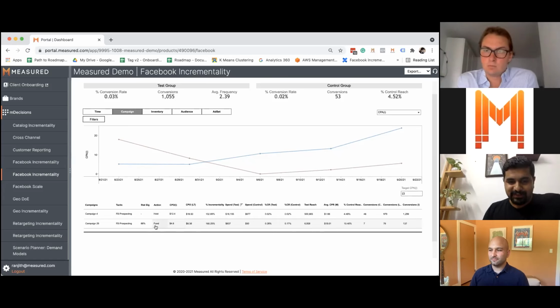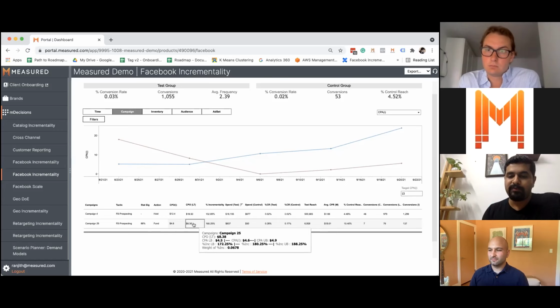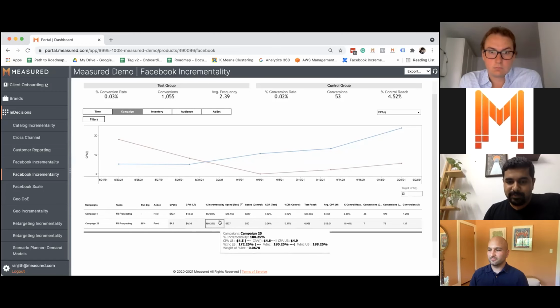What's really interesting is the second campaign. If you look at the incremental CPA value, it's between $4.5 and $4.9. It's definitely below your target CPA value. So what we recommend here is you can fund this campaign. You're not spending a lot on this campaign. If you look, the spend is $637 only. So this is a good opportunity for you to pump more funds in.